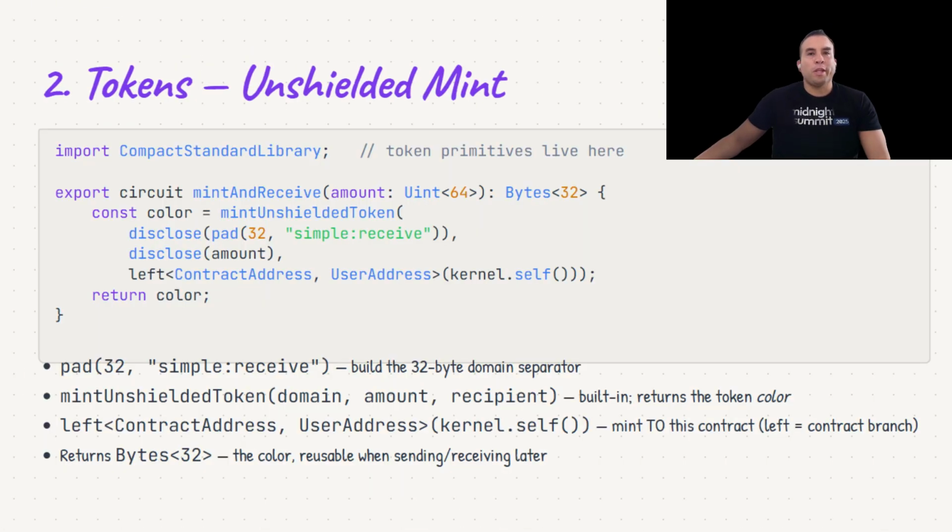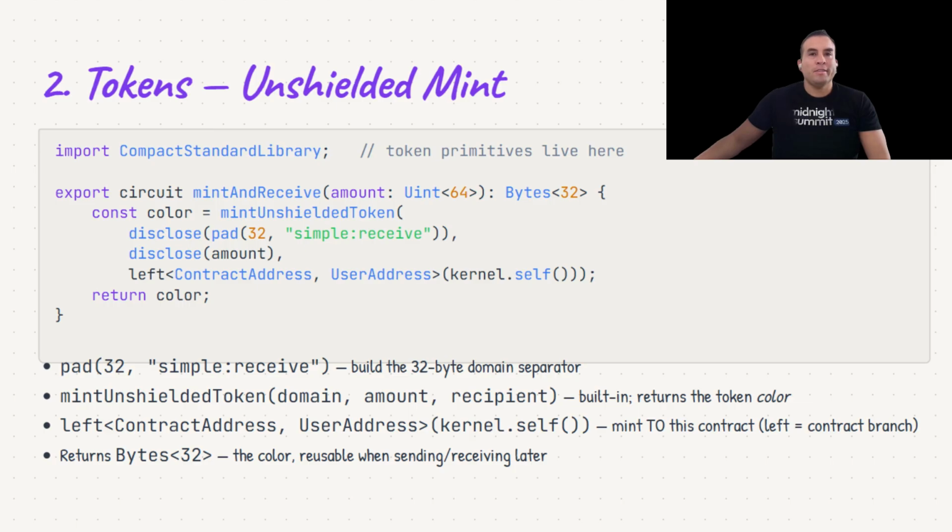Let's read one. Mint and receive. The job: create some tokens and have the contract itself hold them. Notice the import at the top. Import CompactStandardLibrary. That's where all the token primitives live. You will see this import on basically every non-trivial contract.